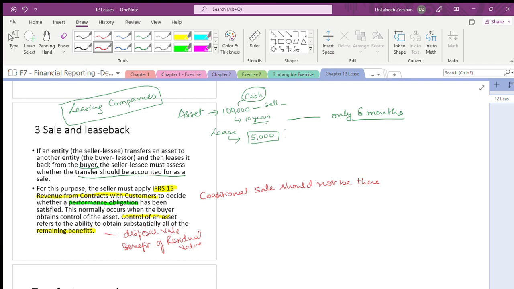Two things are very clear with IFRS 15. It is there in the question, which is why I am highlighting it. What is the IFRS 15 condition? First, a performance obligation has been satisfied. The second is that the buyer has to have control over all the remaining benefits.